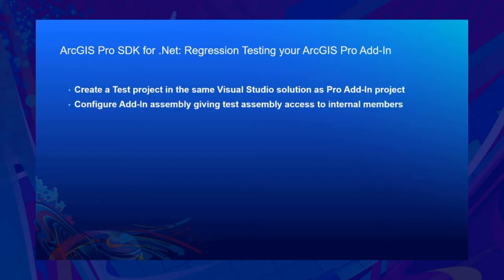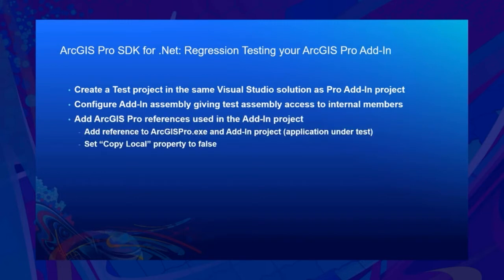Configure your add-in assembly so that the test assembly has access to the add-in assembly's internal members. Next step is to add references to ArcGIS Pro assemblies and any other additional assemblies that were added in the add-in project. Also add a reference to ArcGIS Pro.exe and finally reference the add-in project. When referencing ArcGIS Pro assemblies, set the copy local property on these references to false.